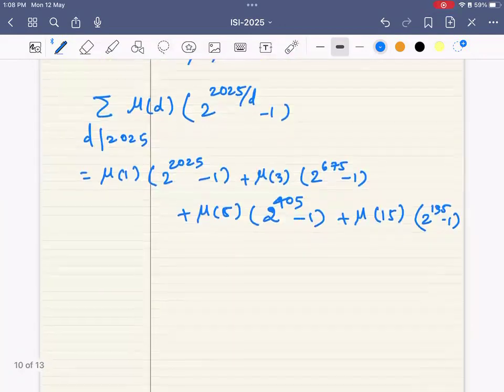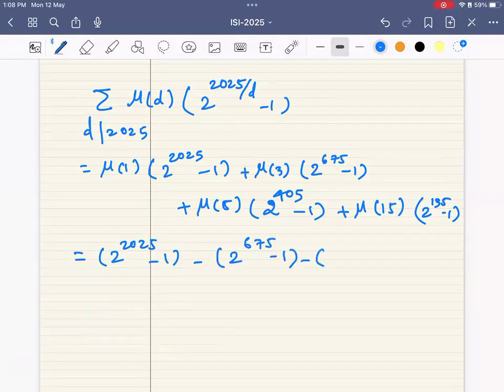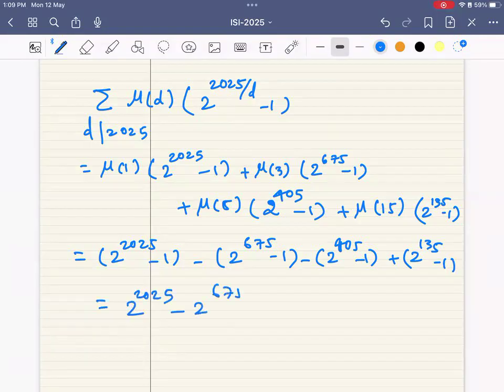So if you simplify it and put in the values, we will get 2 to the power 2025 minus 1, minus 2 to the power 675 minus 1, minus 2 to the power 405 minus 1, plus 2 to the power 135 minus 1. So this is equal to 2 to the power 2025 minus 2 to the power 675 minus 2 to the power 405 plus 2 to the power 135. And that's the answer. Well, I wish there was an easy way to solve this problem, but oh well, that is that. So yeah, the last three questions I'll take in part 3.